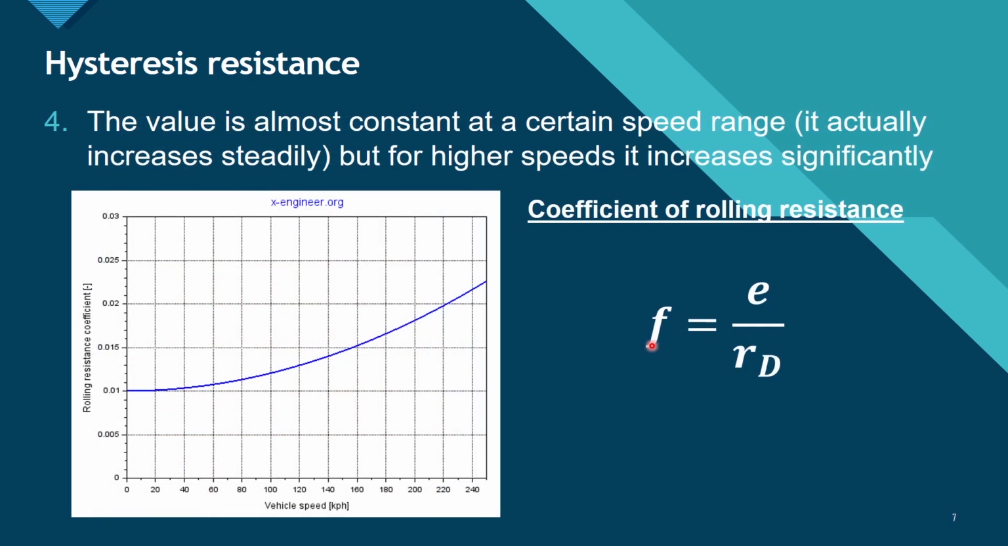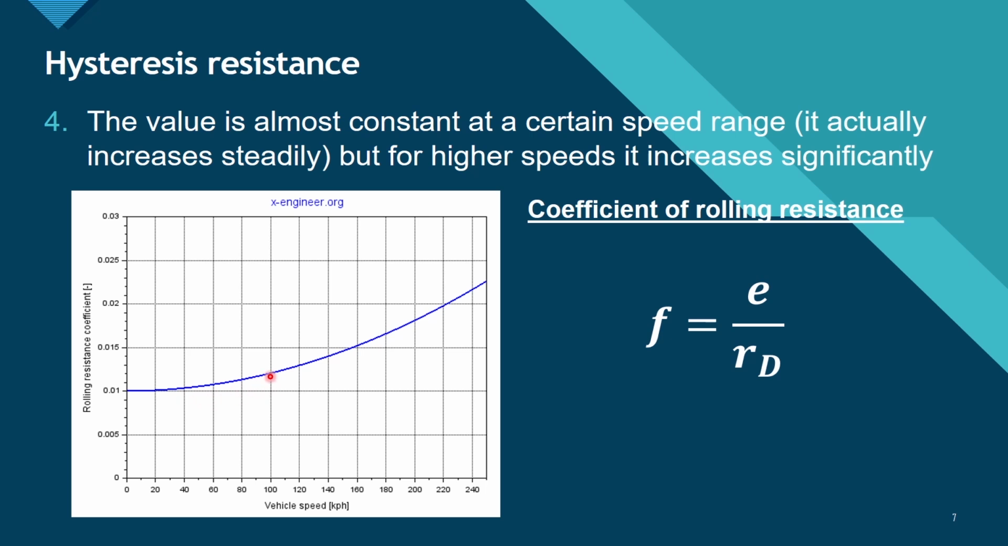It is interesting to see that the value of the rolling resistance coefficient, which again directly affects the force of rolling resistance, is almost constant, or it has a very slow rise. Now remember, these are 0.1 and this is 0.015. So this is very zoomed in when we take a look at this graph. But it's almost constant at a certain speed range.